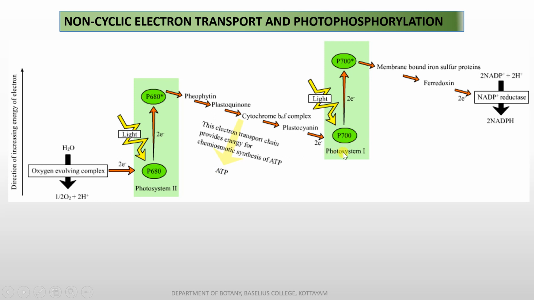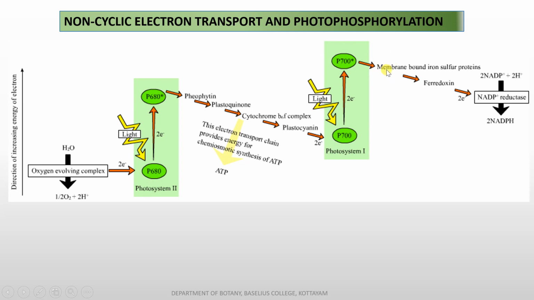The process is initiated here by absorption of 2 photons by P700. When it absorbs light energy in the form of photons, it is excited to a higher energy level. The excited state is represented by this star mark. There is a small mistake. Here you should not write 2 electrons. Electrons are emitted or ejected from this particular state, so write these 2 electrons here. Please correct it.